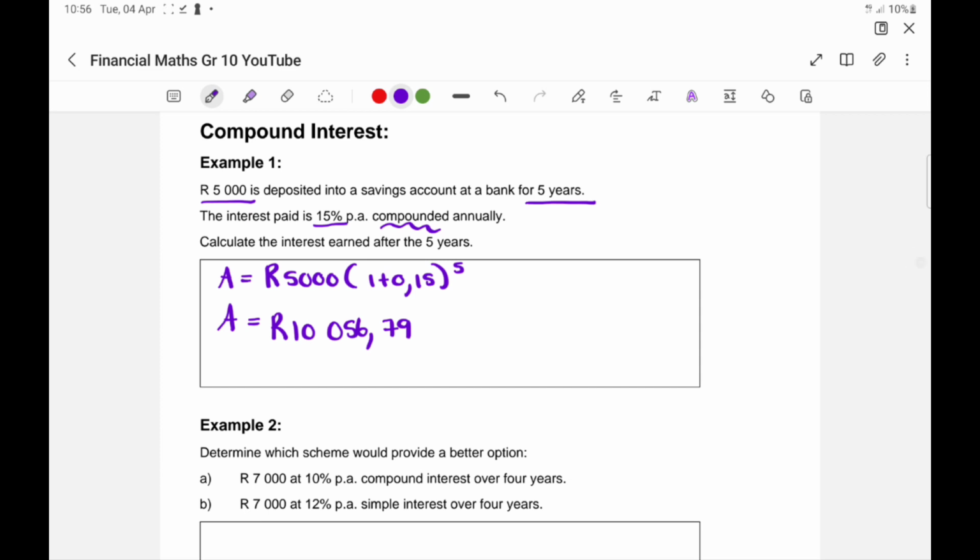Calculate the interest earned after 5 years. So just the interest. If they ask you for just the interest, not the total amount that they would have, please look at your question. What are they actually asking? They're asking you to calculate the interest. So it's going to be 10,056 minus that 5,000. So only the interest would be 5,056. So this person doubled his investment over 5 years, basically.